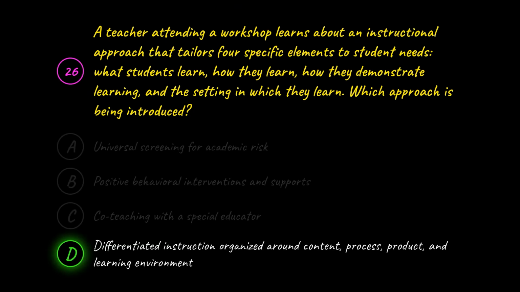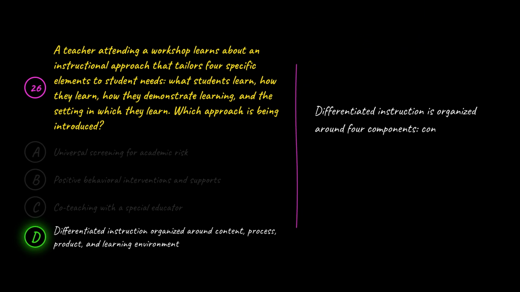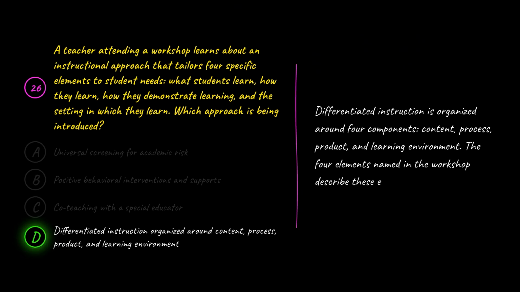The correct answer is D. Differentiated instruction organized around content, process, product, and learning environment. D is correct because differentiated instruction is organized around 4 components: content, process, product, and learning environment. The 4 elements named in the workshop describe these exactly.